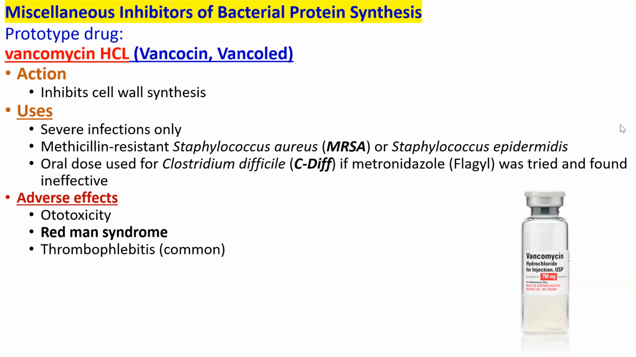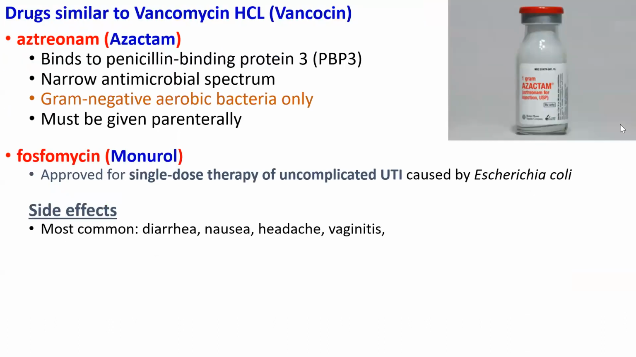renal failure, thrombophlebitis, which is very common, and thrombocytopenia, which is rare compared to thrombophlebitis. Thrombophlebitis is a very common side effect of vancomycin, but thrombocytopenia, a low platelet count, may occur, though it's not as common as thrombophlebitis. And in addition, renal damage or renal failure.